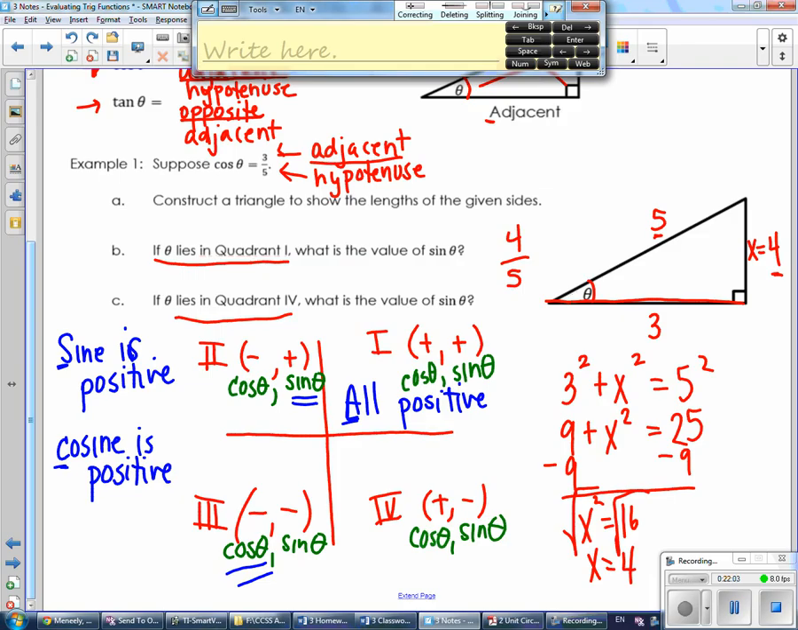I lied. Ignore what I just said about quadrant 3. It's going to be the tangent because the sine over the cosine, the tangent is positive in quadrant 3. I was getting ahead of myself. And then in quadrant 4, it's the cosine that's positive.